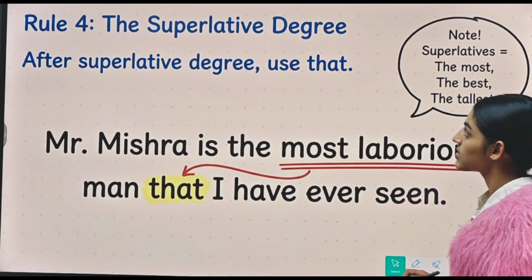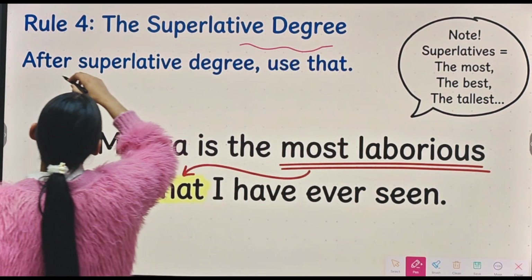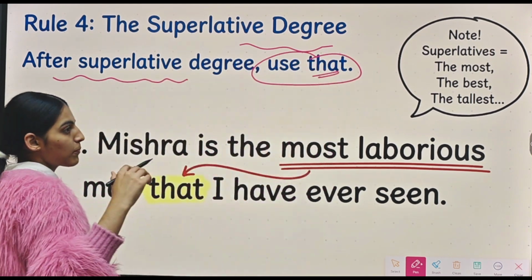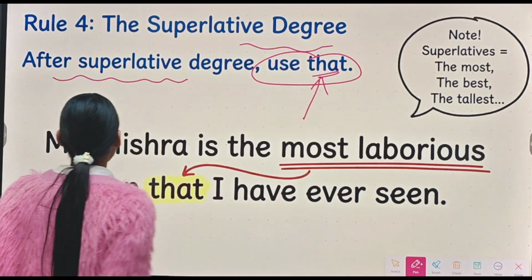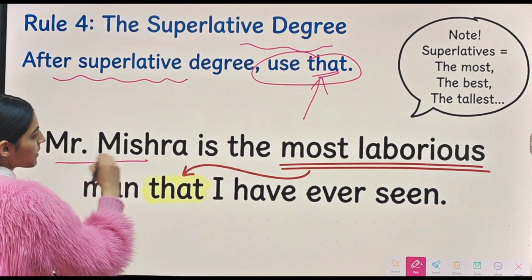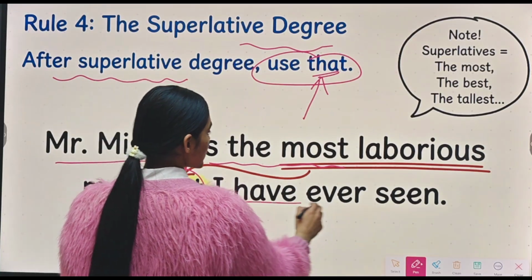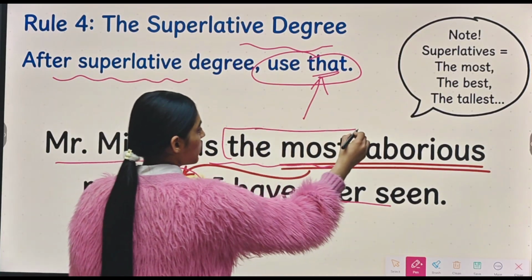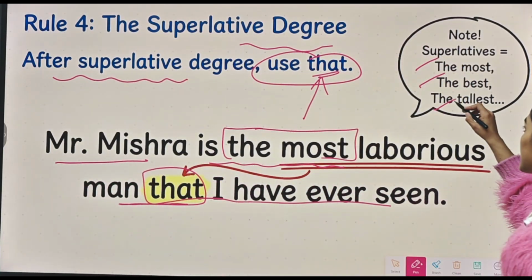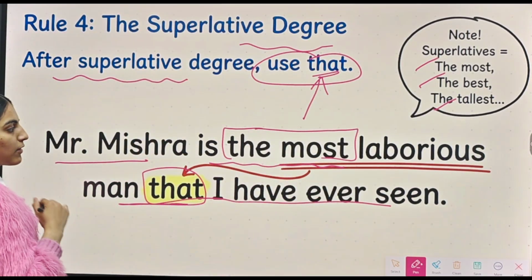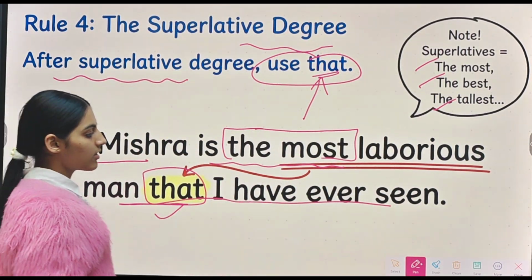Rule number four says the relative superlative degree. After superlative degree, we will use the relative pronoun that. Now let's see the example that we have. Mr. Mishra is the most laborious man that I have ever seen. So here the most, the best, the tallest, all are superlative degrees. And along with that, we will use the relative pronoun that.